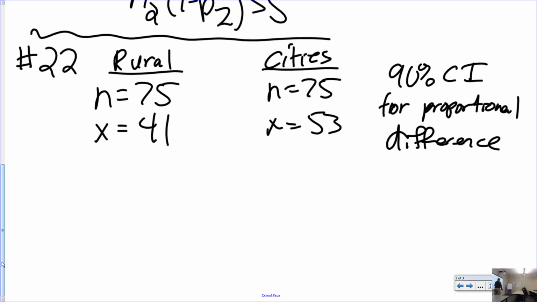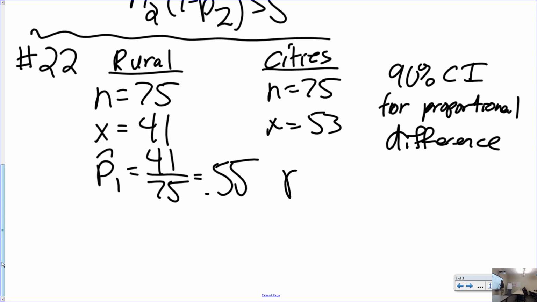Now, remember these are Z-crits. All right, now, first off, what's P hat 1? 0.55. How'd you figure that out? I took x and divided it by n. Good. 41 out of 75. And for simplicity's sake, let's round to 2 decimal places.